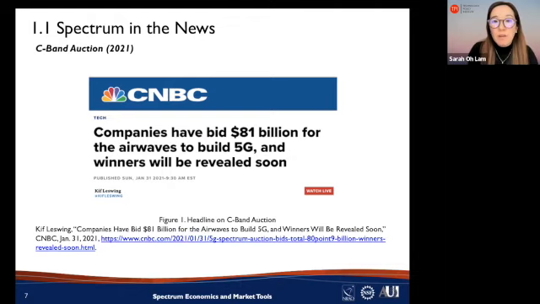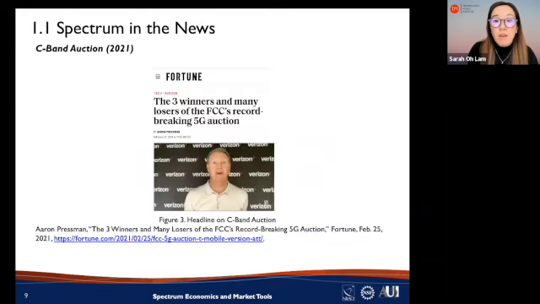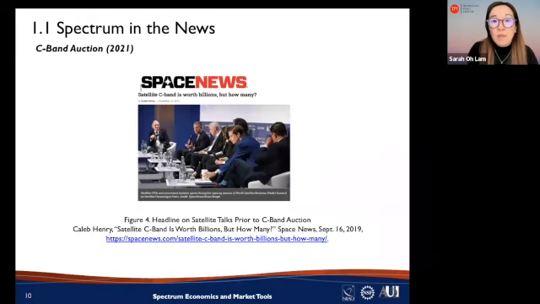So we'll talk about the C-band a little bit more. Here's another headline about the C-band auction. It becomes the world's costliest mid-band auction yet. So 81 billion was a top figure for a spectrum auction. And in this record-breaking 5G auction, this headline shows that there were 3 main winners and many losers. Verizon was one of the big winners. And again, here's more about the satellite C-band.